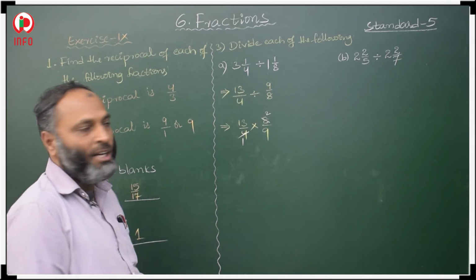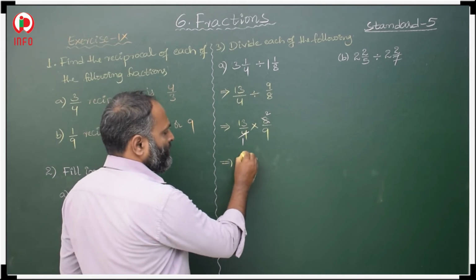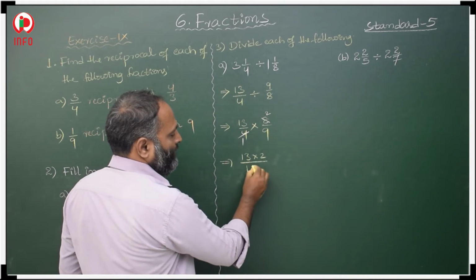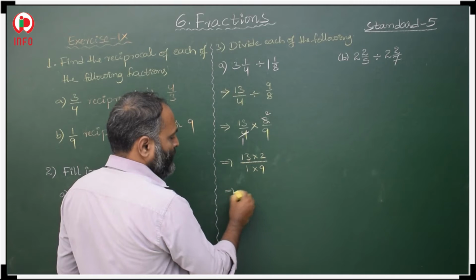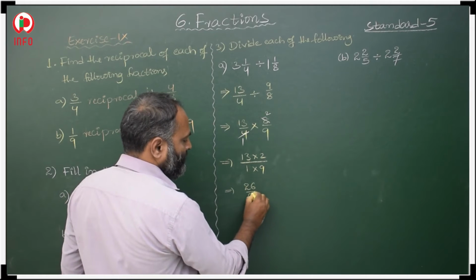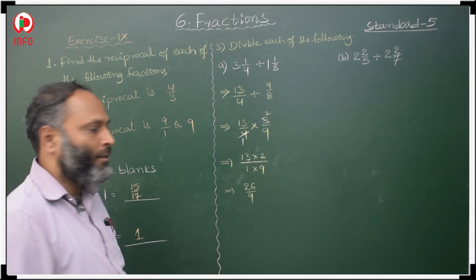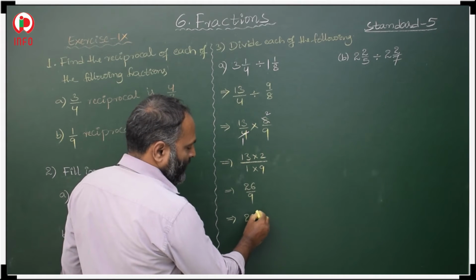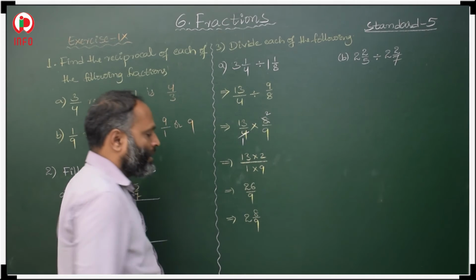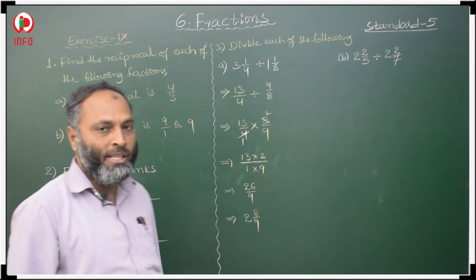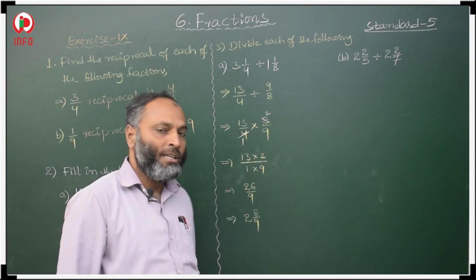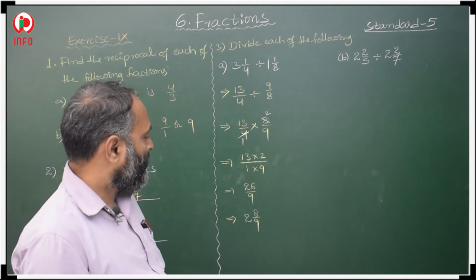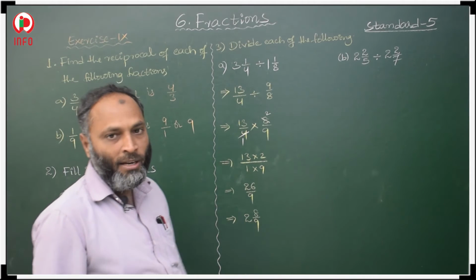Then multiply numerator with numerator, 13 into 2, and denominator with denominator, 1 with 9. 13 2s are 26 by 9. Then change it to a mixed fraction, 2 8 by 9. If we change 26 by 9 to mixed, how is it? 2 8 by 9 is our mixed fraction.